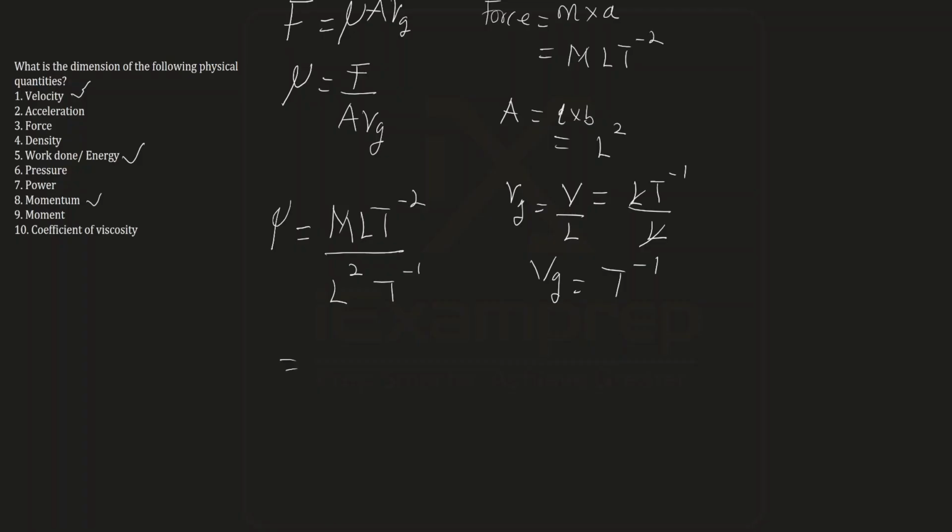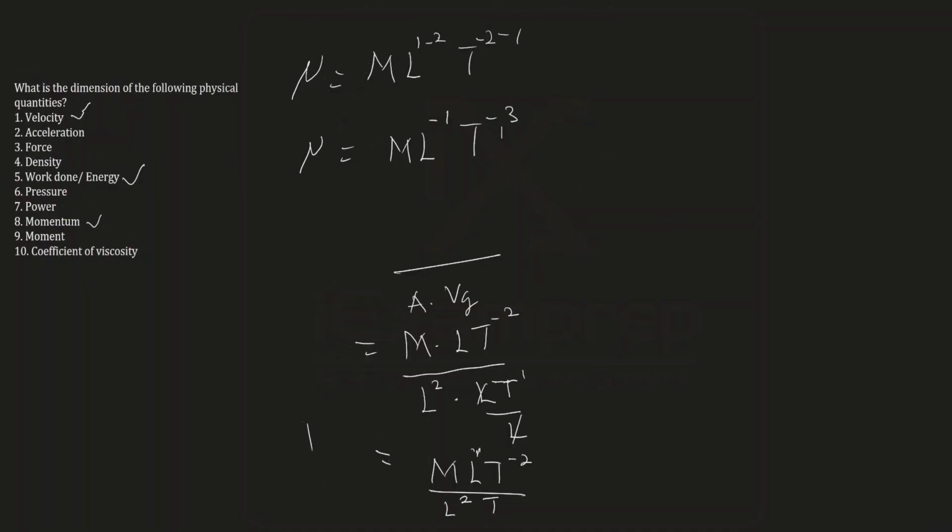So we have M, L to the power of 1, since it's divided by L squared, that is going to equal -1. Then T to the power of -2 minus -1, because this is division. So we have M, L to the power of 1 minus 2 is -1. Then T to the power of -2 plus 1. So we're going to get ML to the power of -1, T to the power of -1. That's the dimension for coefficient of viscosity.